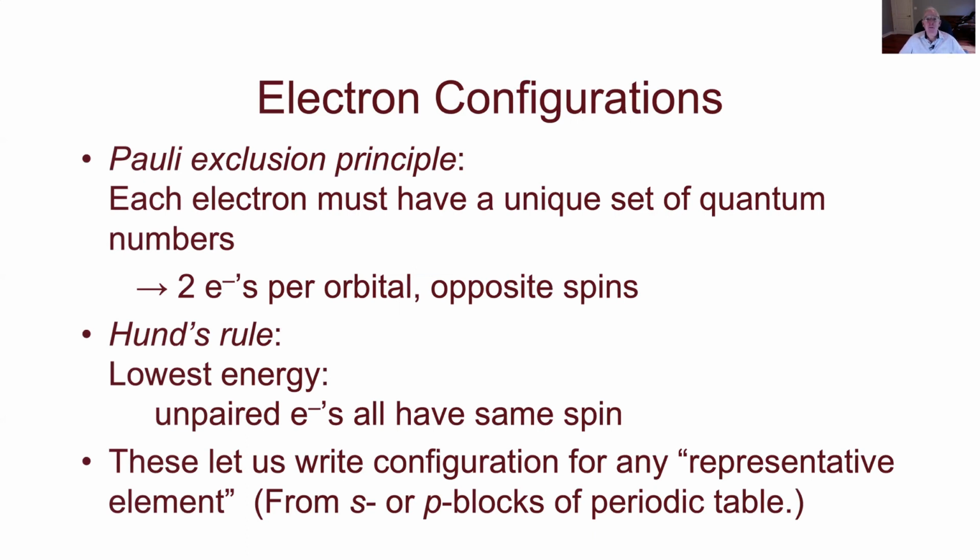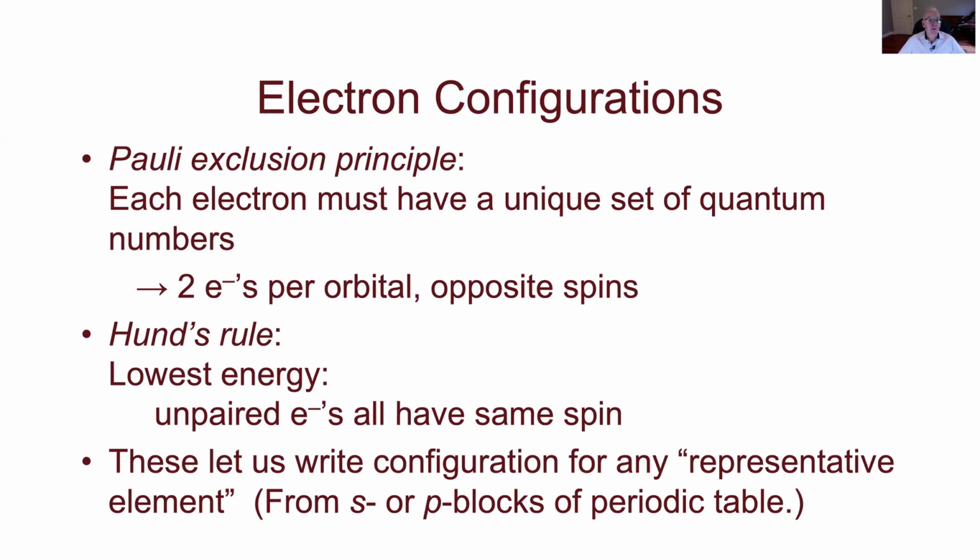So if I'm going to write electron configurations, what I need is a couple of rules. I need something called the Pauli exclusion principle. That says that each electron has to have its own set of quantum numbers. That's the rule that says no 2 electrons in an atom can have all 4 quantum numbers be the same. So the translation of that rule is 2 electrons per orbital as long as they have opposite spins.